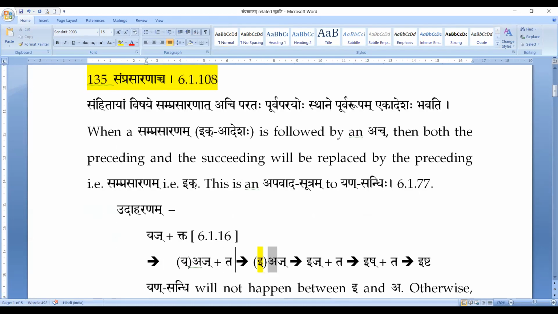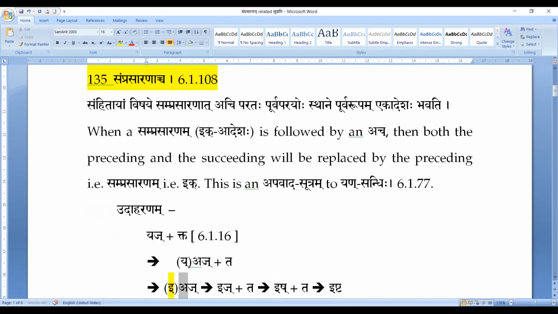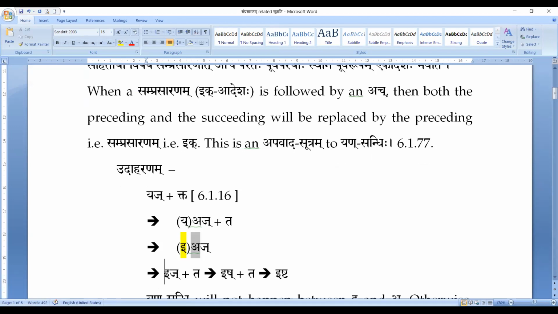So therefore what happens here? E plus A is E. Now each plus ta pratyaya. Now each plus ta, what will happen? What will happen to Chakara? That you know it very well. We have seen that. What will happen to Jakara now?